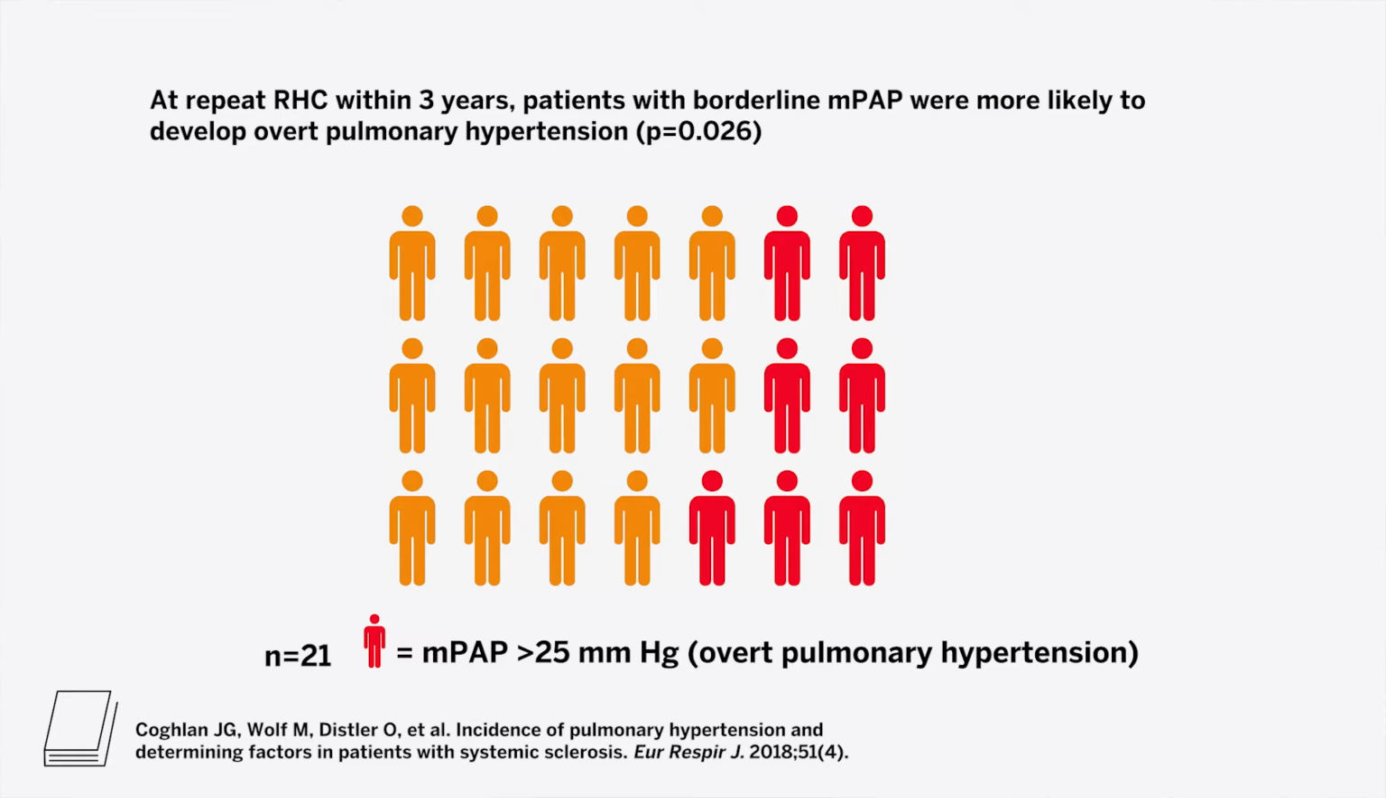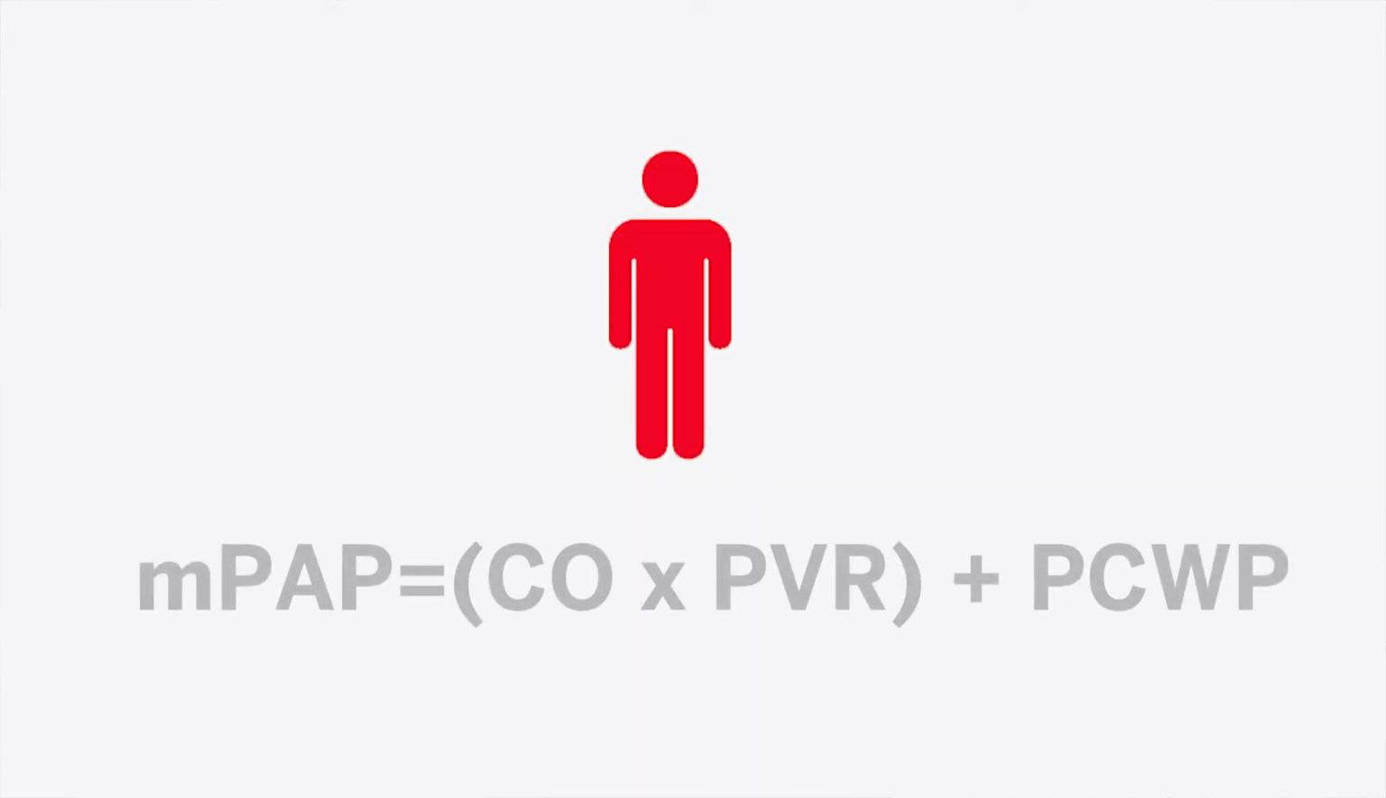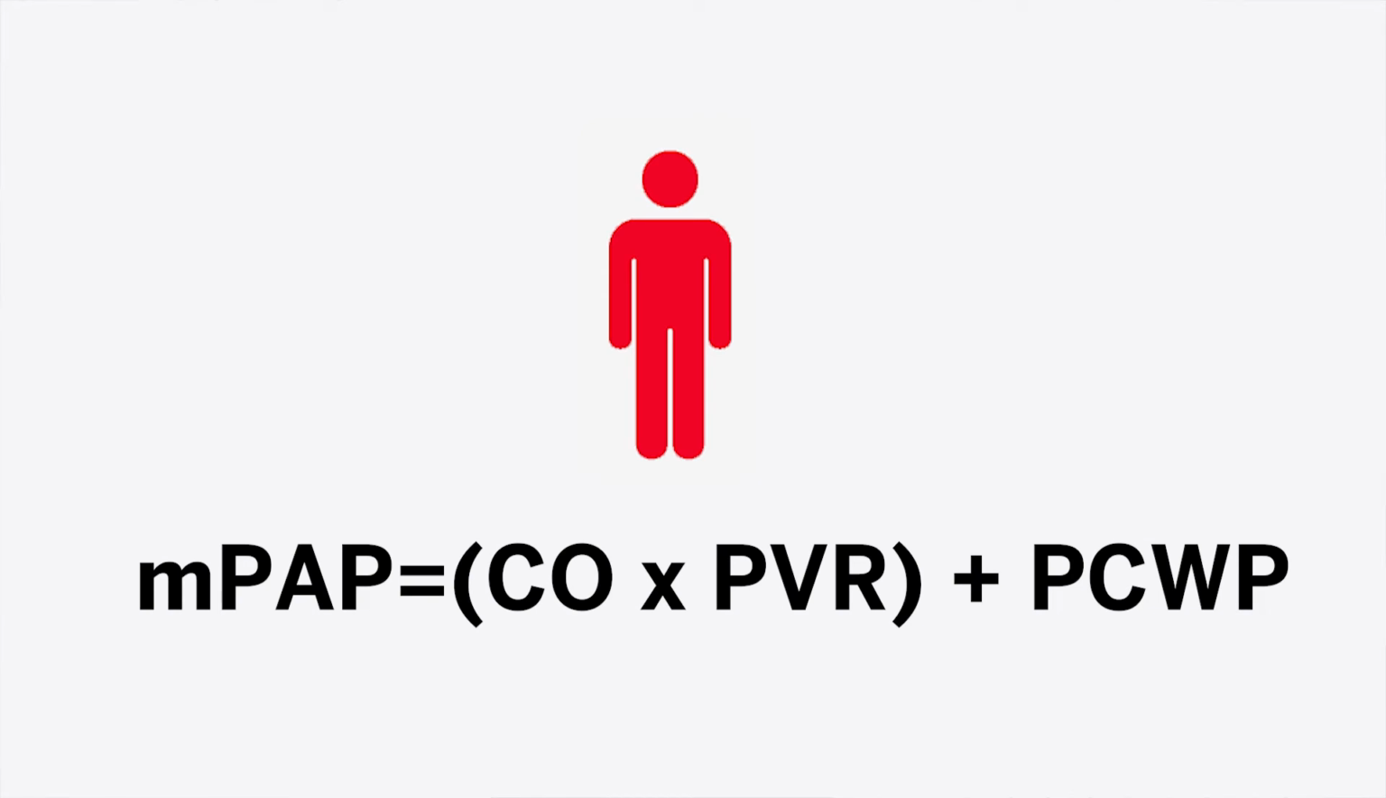When you identify an individual that has an elevated mean pulmonary artery pressure, the next step is to think about the underlying causes for this elevated pressure. So when we go back to the original equation that we discussed in the beginning, which is a mean pulmonary artery pressure is equal to an elevation in cardiac output or pulmonary vascular resistance, or potentially an elevation in pulmonary capillary wedge pressure, it helps you think about the causes of pulmonary hypertension.